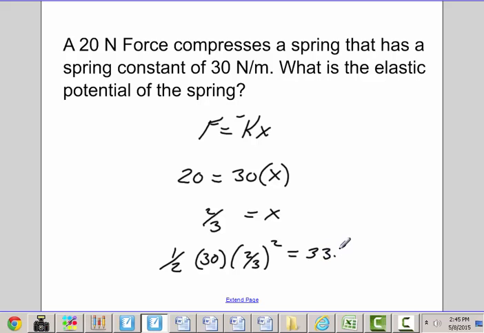33.75. Is that what you guys got? 3.75. Wait, I got something. Well, now I got 6.67. Okay, I got 2.67. Okay, what did you guys get? 6.67. I got 6.67. I just did over 2. Yeah. Okay, so we okay with that?